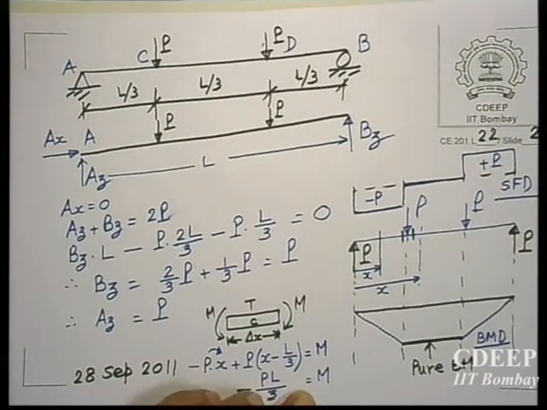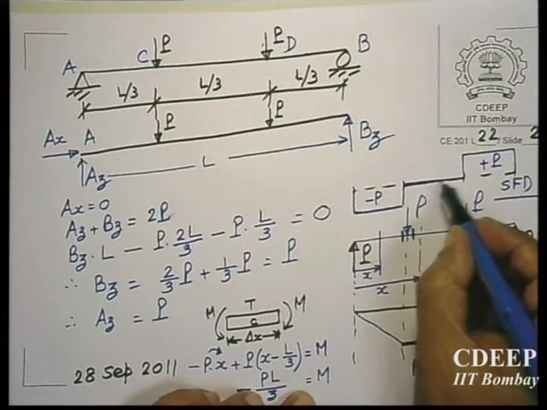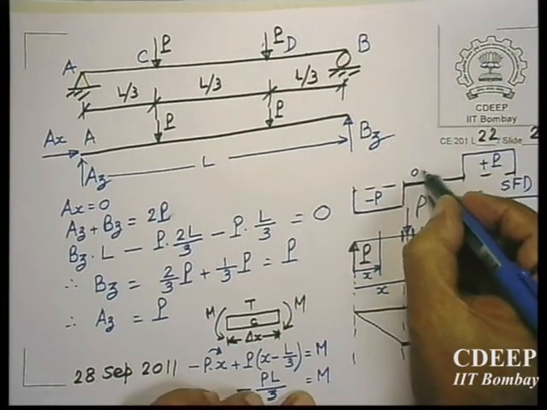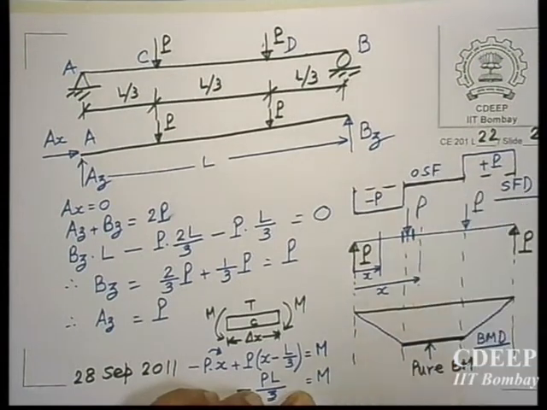SFD, and this is BMD. So in the portion where there is a pure bending moment, no change in bending moment, you have a 0 shear force. So this is 0 SF. It has to be, because otherwise dM by dx equals V. So we can always have some sections which are subjected to pure bending moment.